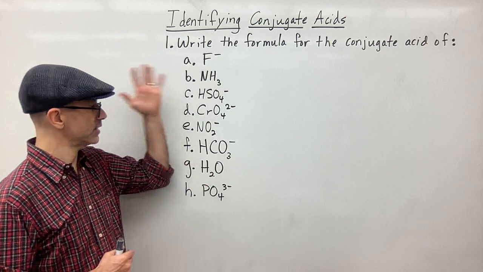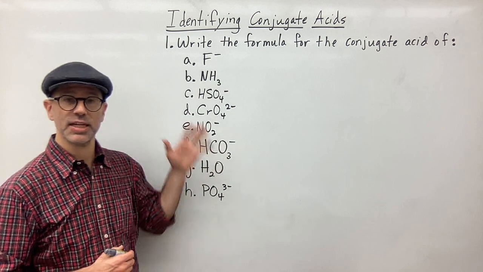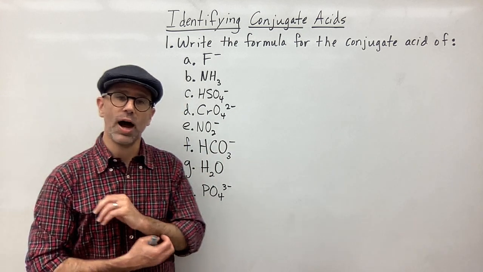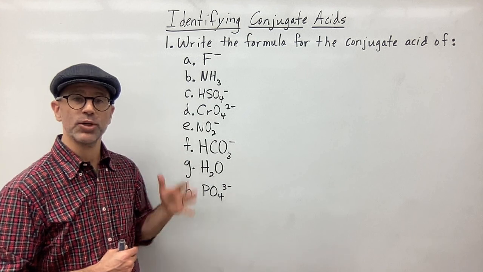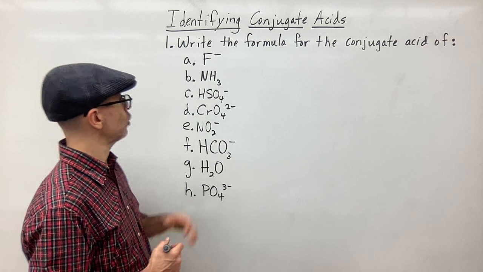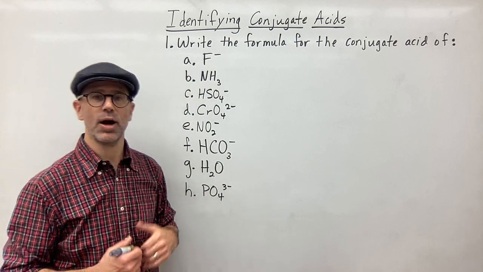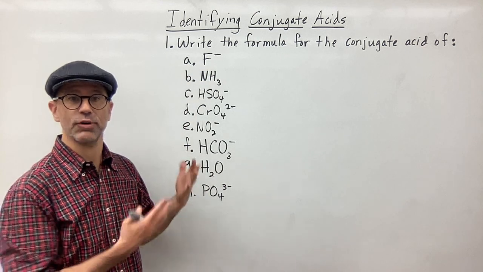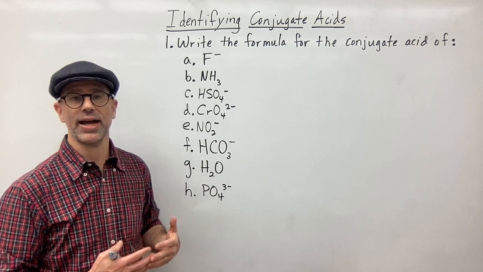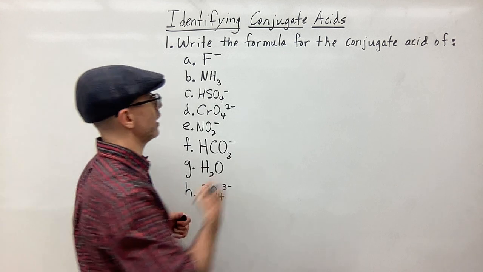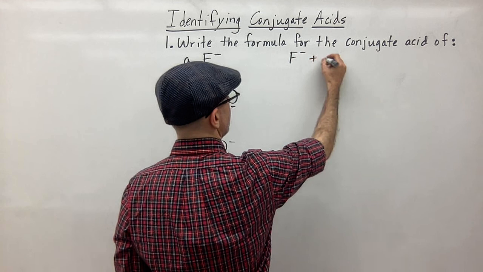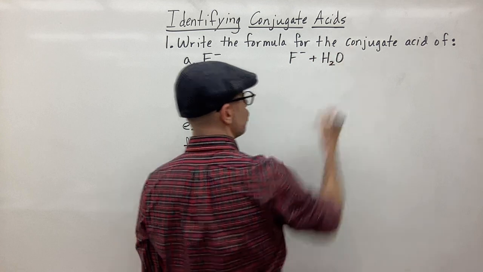So here we have a list of substances, and they're asking us what is the conjugate acid of these things. So I'm going to first write an equation with the reaction of water to demonstrate what I'm referring to. Let's take fluoride ion here, and we want to identify what the conjugate acid of the fluoride ion is. So we're going to write a reaction where the fluoride ion is reacting with water, right? So here we have the fluoride ion, and that's going to react with water.